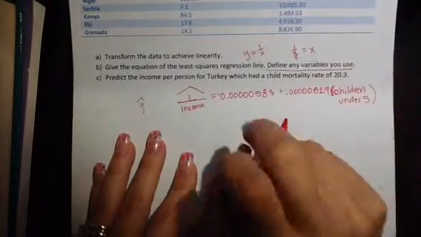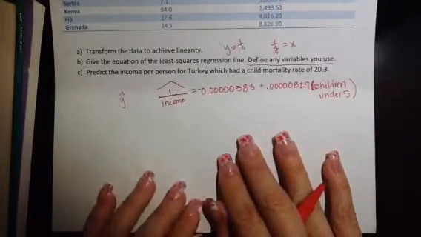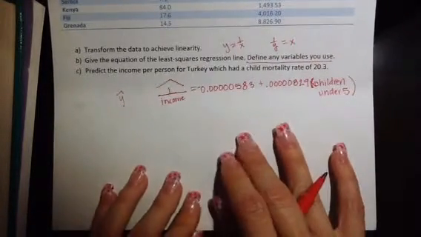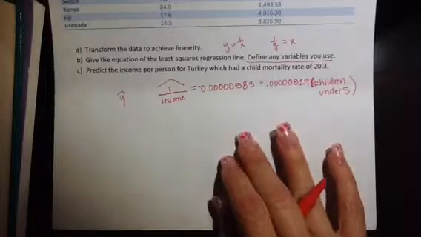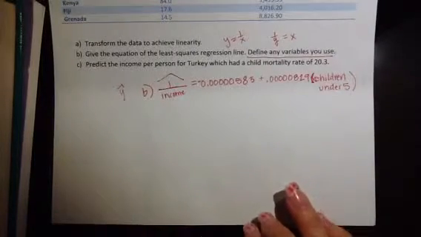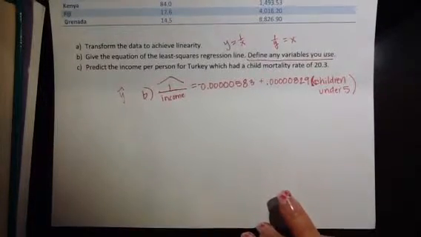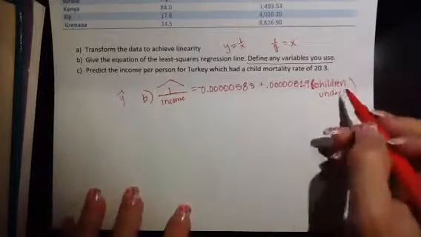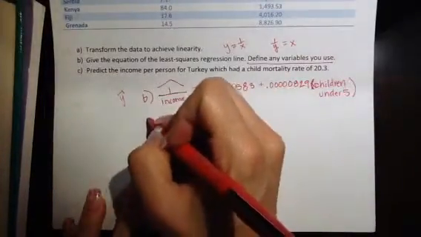Now you could use x and y here and then later on define what x and y are, but why not just do it right there in the equation so you don't have to do it twice. Alright, so that takes care of our part B. Then in part C it says predict the income per person for Turkey which had a child mortality rate of 20.3. So we're going to put 20.3 in for our x, it is our input.